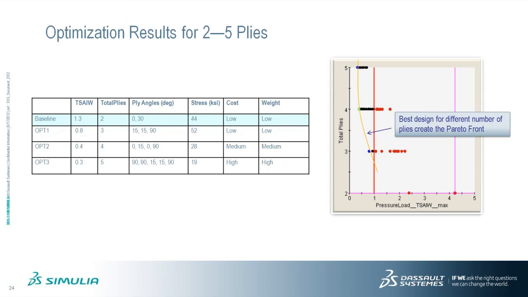And you can see the actual results in the bottom table here for the different number of plies: the optimum ply angles, the peak stress, and then we just made some assessment of the cost and the weight based on those number of plies. So again, this Pareto front shows us the very best design for those different number of plies.